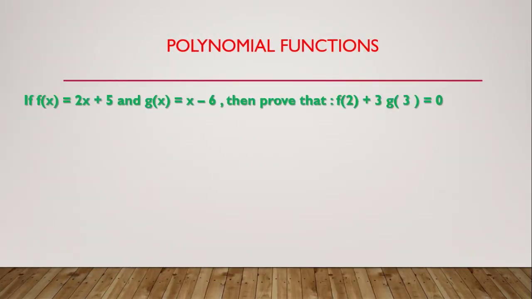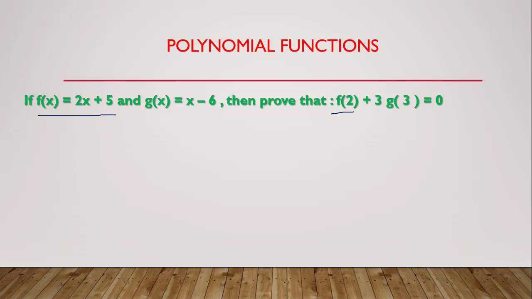We have another exercise. If f of x is 2x plus 5 and another function g of x equals x minus 6, then prove that f of 2 plus 3g of 3 equals 0. Okay, let's start with the left hand side. F of 2. How can I calculate f of 2? Where is the function f? This is the rule of function f.